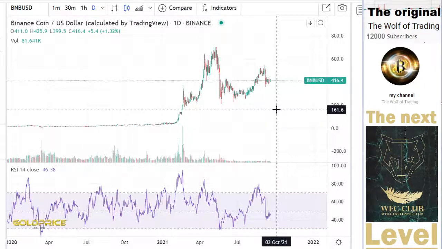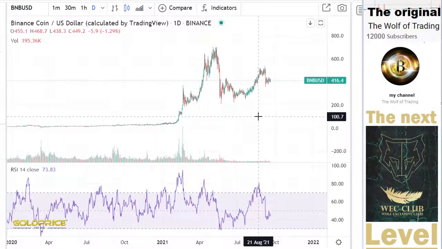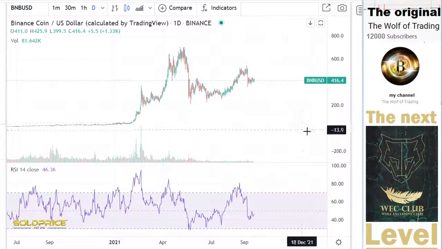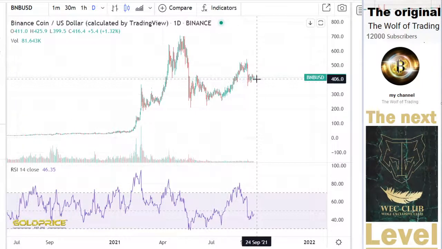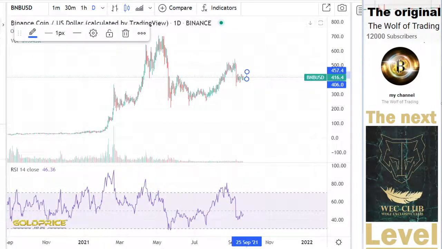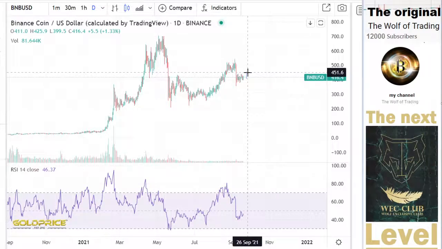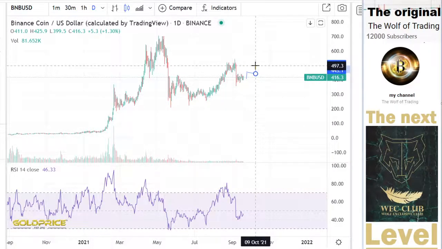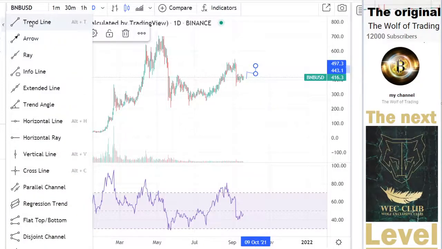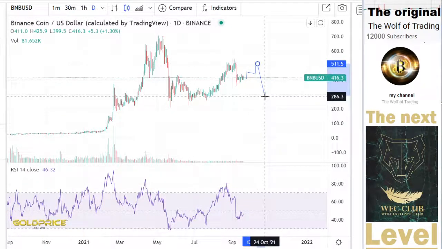We have this constellation and it looks very bad for BNB. I would say we could get something like that, 480, and then I think more sideways movement, top side, and then the fall will begin.